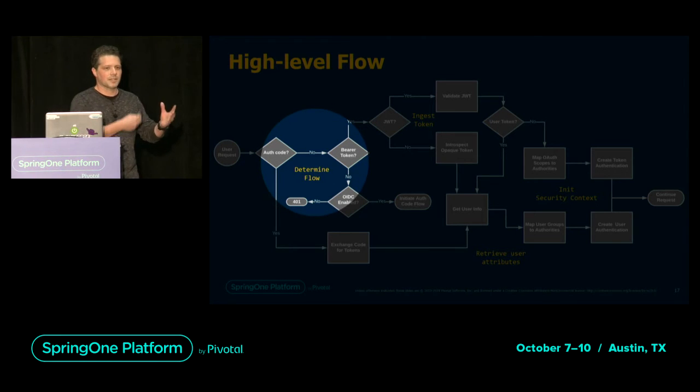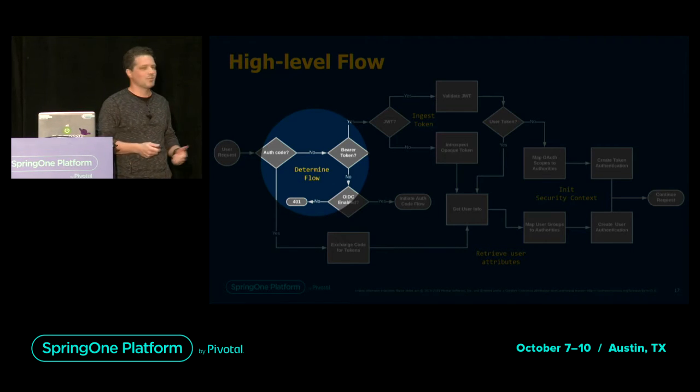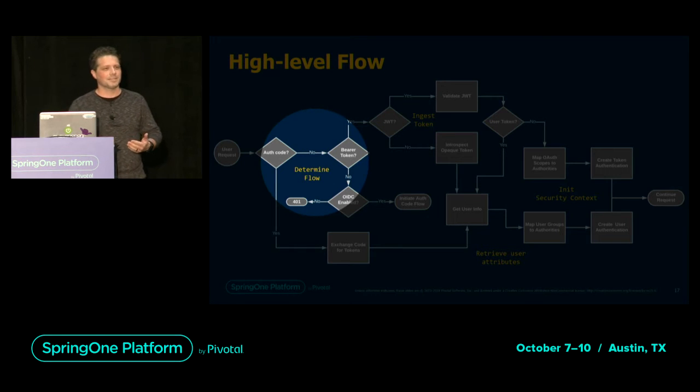And then what happens after that could follow various paths in the process. Is it a JWT? Which provider did it come from? Is it an opaque token? How do we introspect that token? There's a lot of different things that come out of this flow.